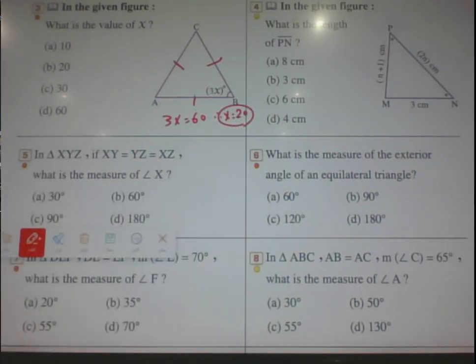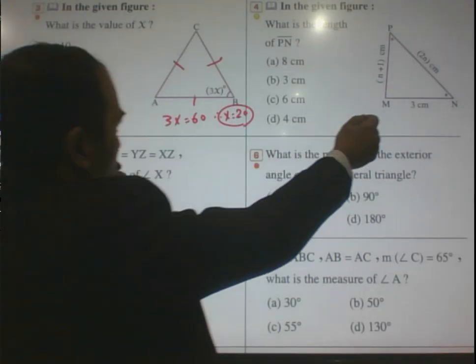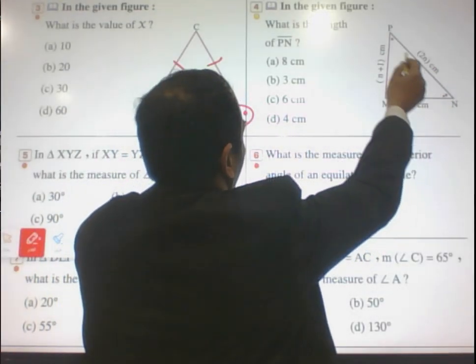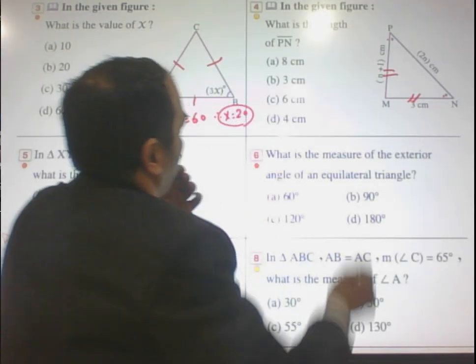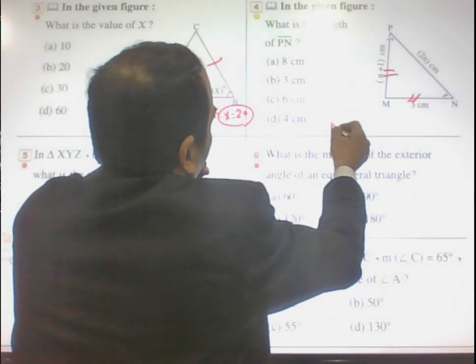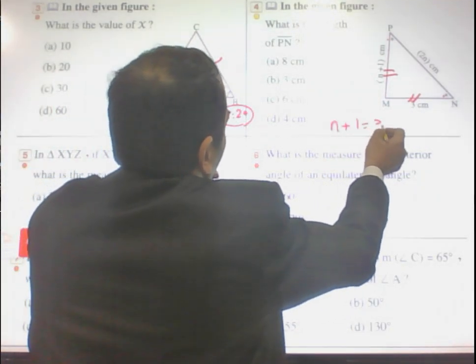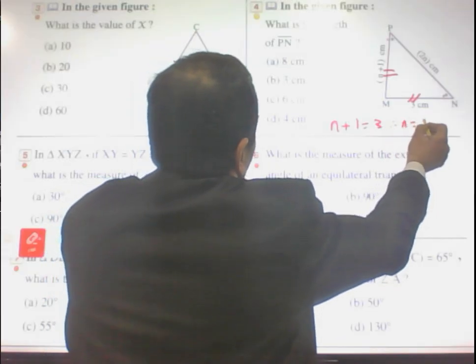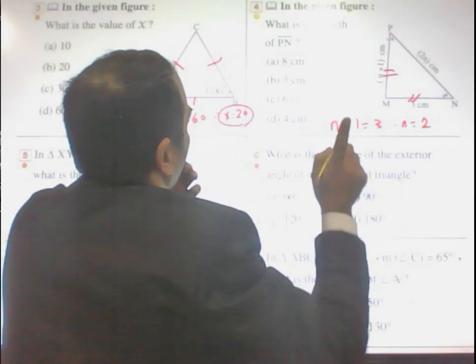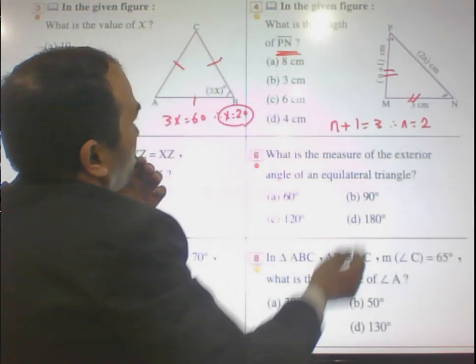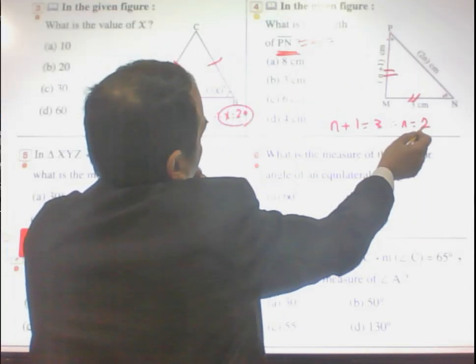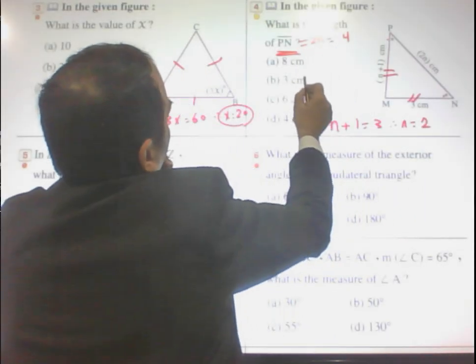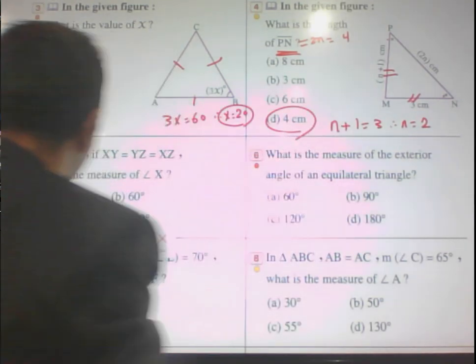Next question. We have here an isosceles triangle. The measure of angle N equals the measure of angle B. Then MB equal to MN. It means n plus 1 equals 3. Then the value of n is 3 minus 1 equals 2. n equals 2. We want to find the length of BN. Look here. BN equals twice n. 2 times 2 equals 4. Then BN equals 4 centimeters.